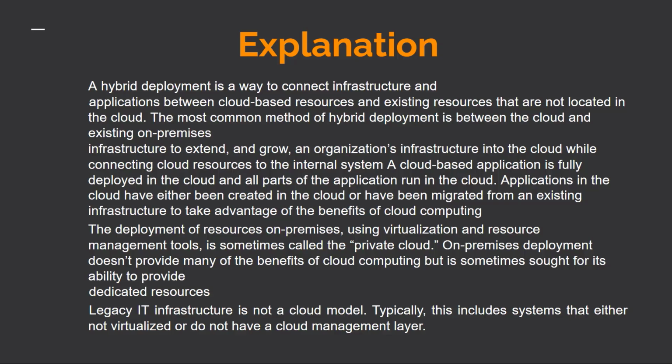Explain: a hybrid deployment is a way to connect infrastructure and applications between cloud-based resources and existing resources that are not located in the cloud. The most common method of hybrid deployment is between the cloud and existing on-premises infrastructure to extend and grow an organization's infrastructure into the cloud while connecting cloud resources to the internal system.